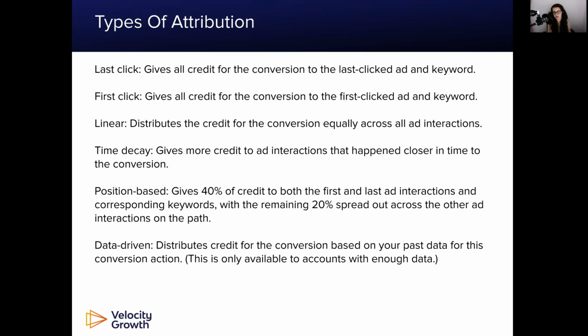Also, you can look at data-driven. This distributes credit for the conversions based on your past data for this conversion action. This is great. This is part of the machine learning that we're seeing Google move towards all the time, but this is only available to accounts with enough data. So you can look at that one as well, but make sure that if you're a new account that you don't intend to depend on it until you build up enough data for it.